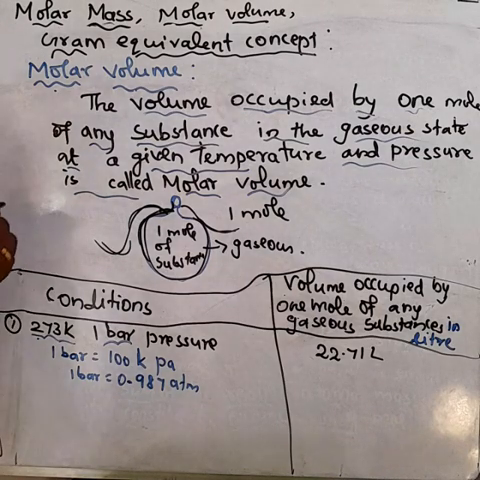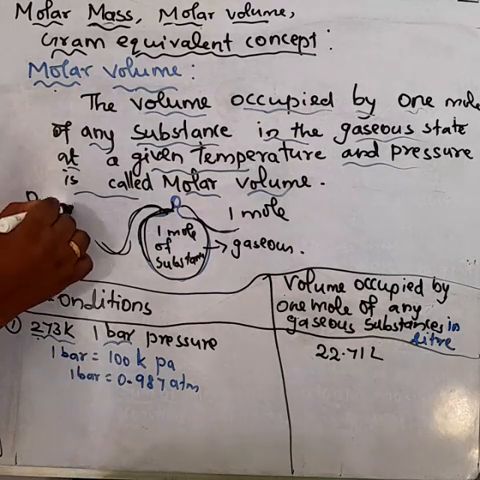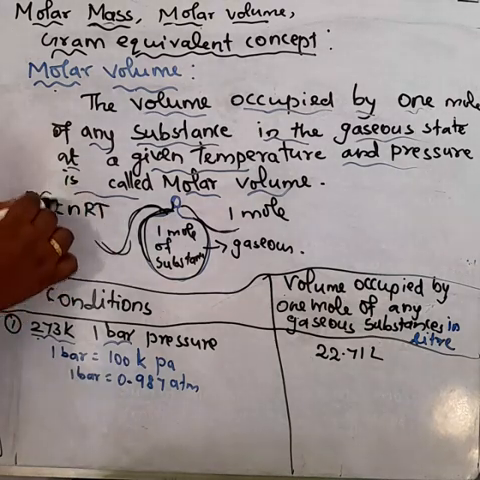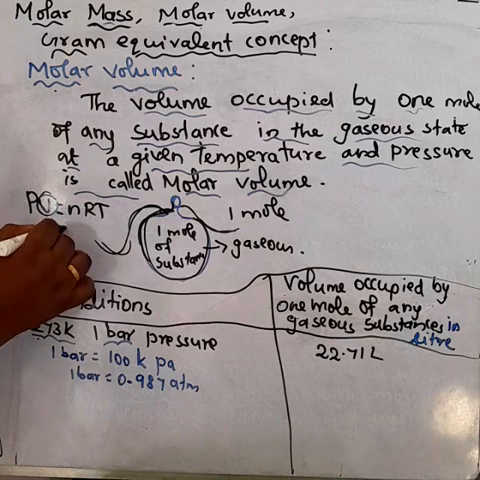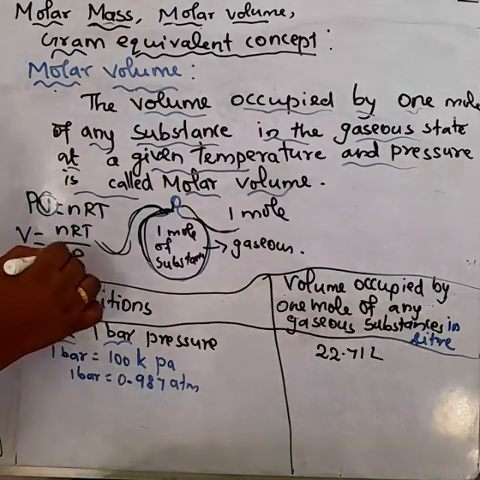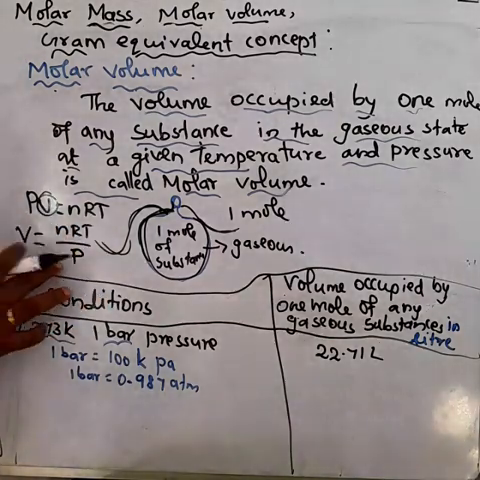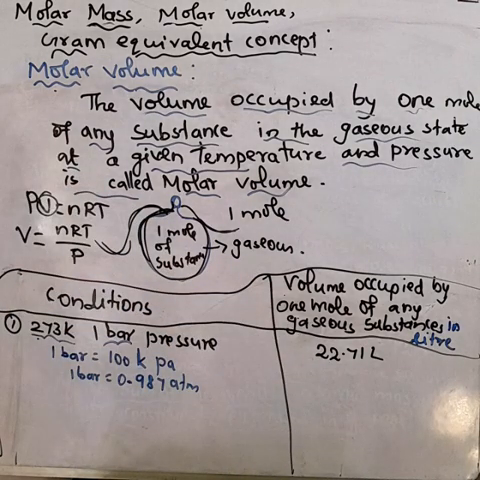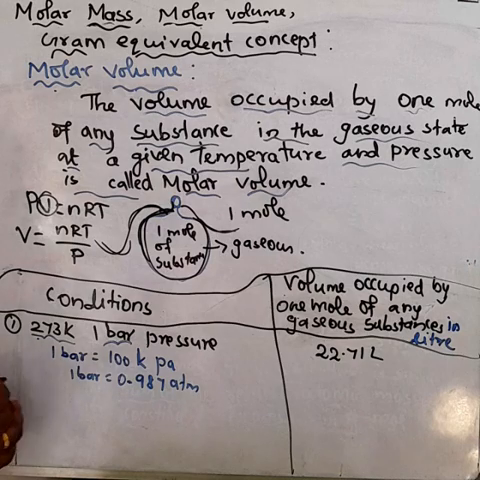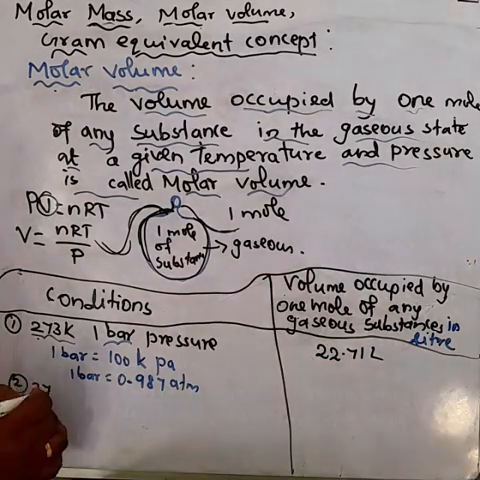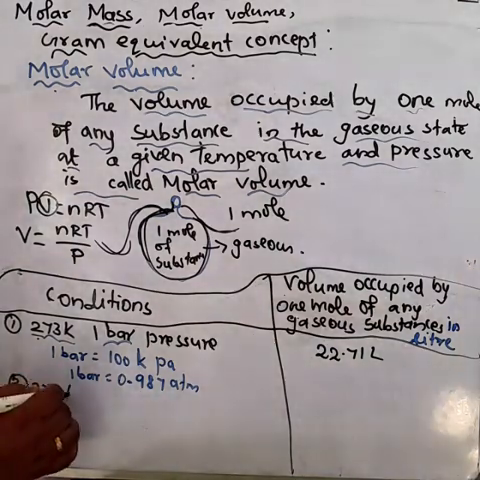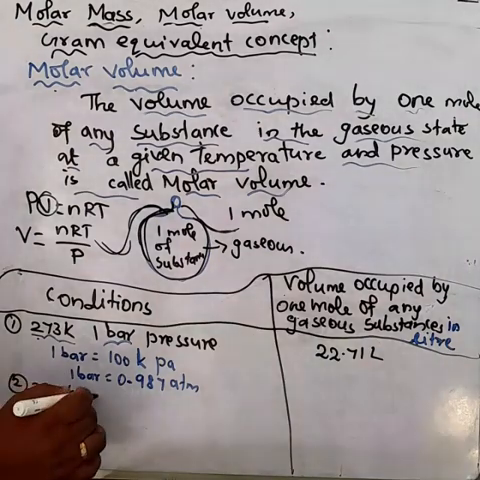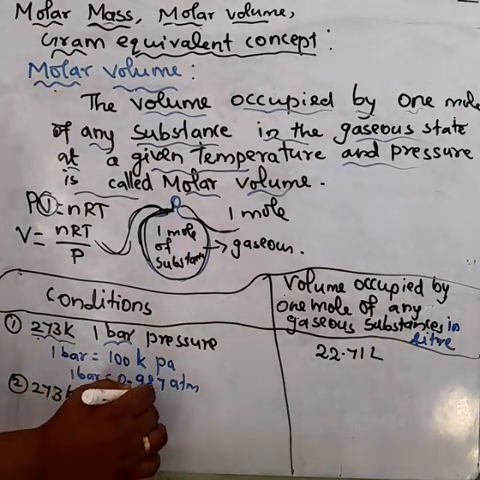So we want the volume occupied. So volume V is equal to nRT by P. By using this formula we can calculate the volume occupied by 1 mole of any substance at a given temperature and pressure. Another condition given: at 273 Kelvin temperature and 1 atmospheric pressure, we get 22.4 liter volume occupied.